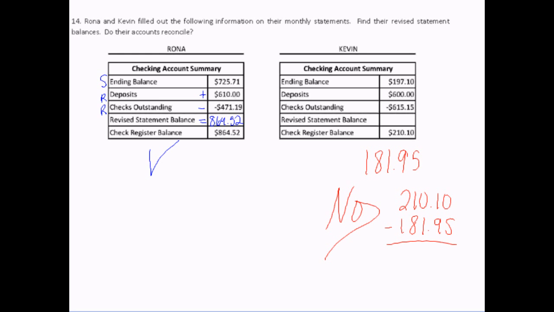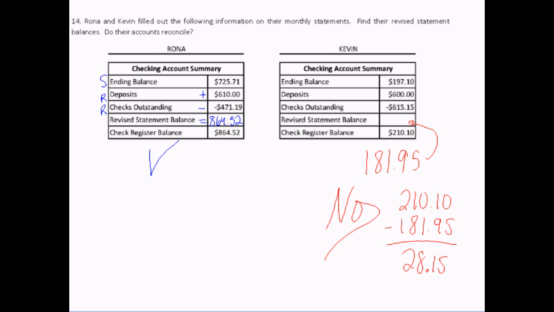When you look at your own check register, okay? We got a revised statement balance of 181.95. We needed 210.10. We need to go in now and figure out what happened. The best way to figure that out is you take your revised statement balance and your check register balance and you subtract them. Okay, so if I do that, 210.10 minus 181.95, that's a $28.15 difference.